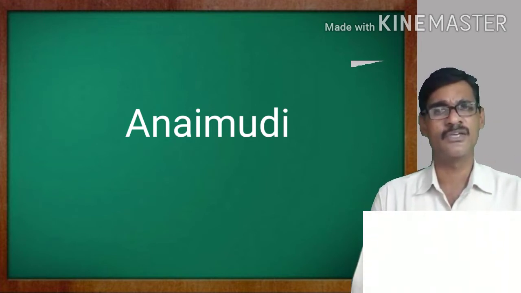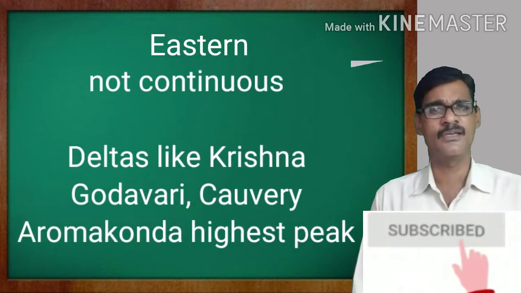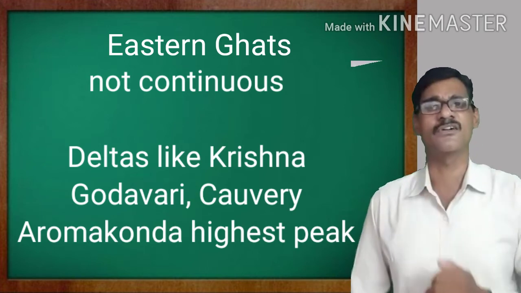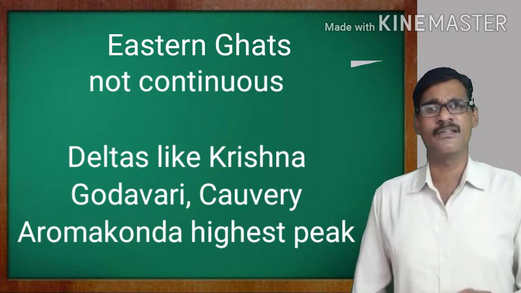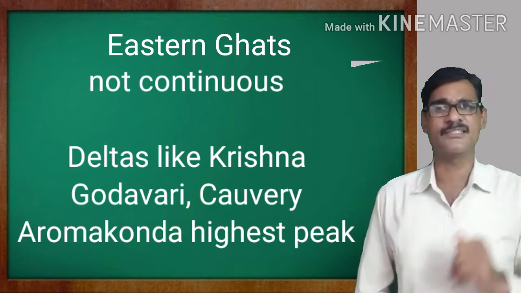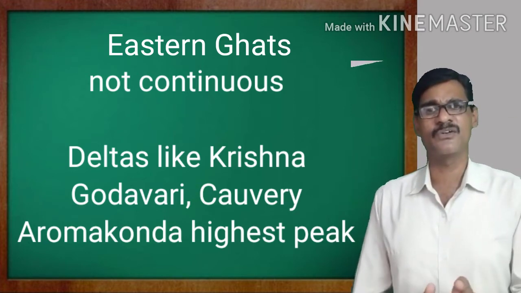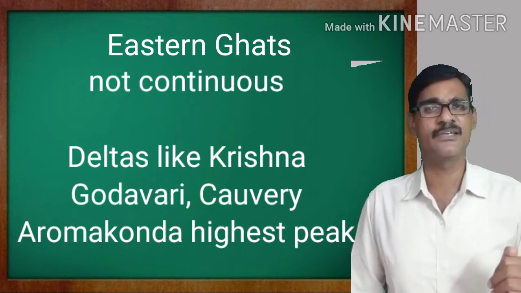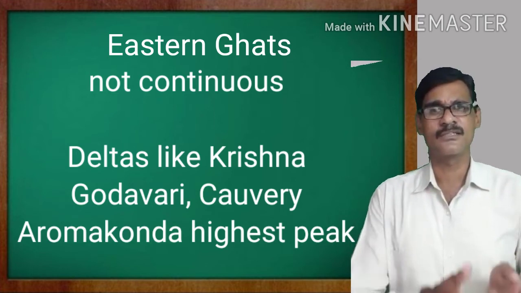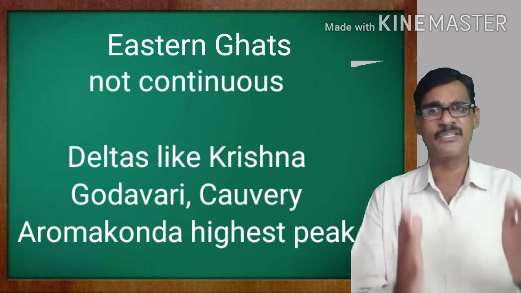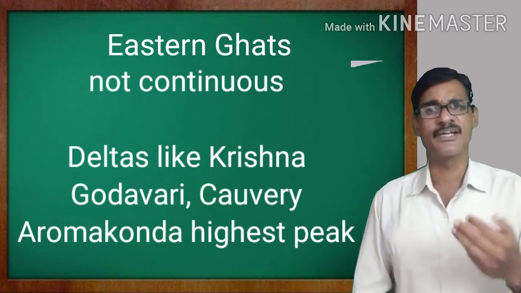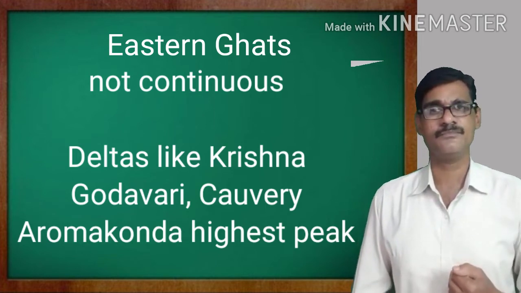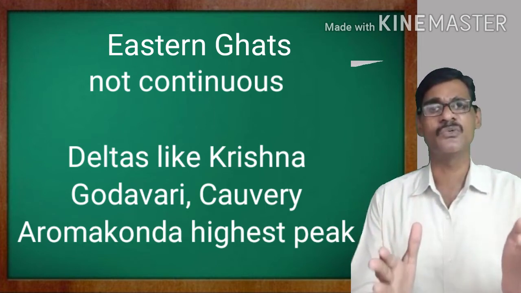And next, Eastern Ghats. Eastern Ghats are lower than the Western Ghats. Because of that, the peninsular land is tilted towards the east. And the rivers which are coming from the Western Ghats towards the east are cutting some mountain ranges and forming the deltas. Krishna Delta, Godavari Delta, Kaveri Delta, etc. they formed. The Eastern Ghats are not continuous due to that reason.